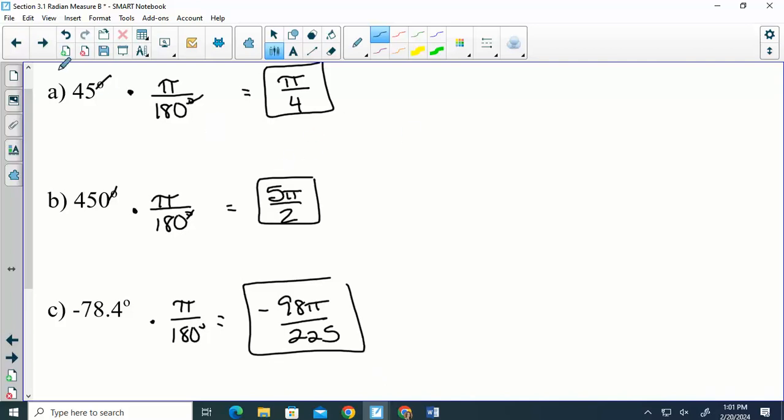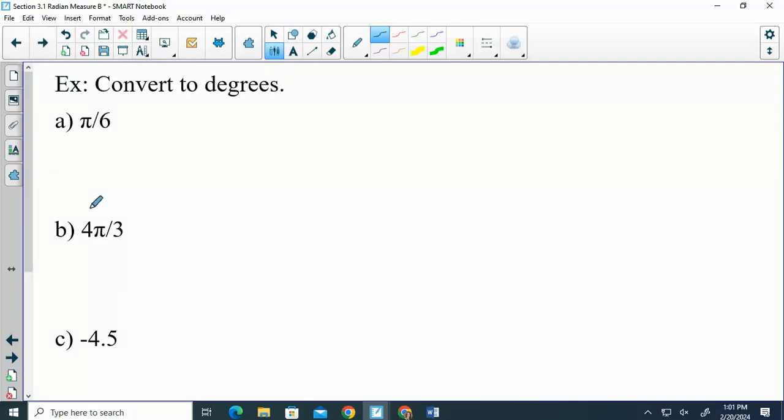So now, let's go the other way. If I told you to change pi over 6 radians into degrees, one thing I want to stress, it's not the pi that makes that radians. It doesn't have to have a pi to be in radians. A lot of times it will, but it's not required. It's the fact that there is no degree symbol. That's how I know this is radians.